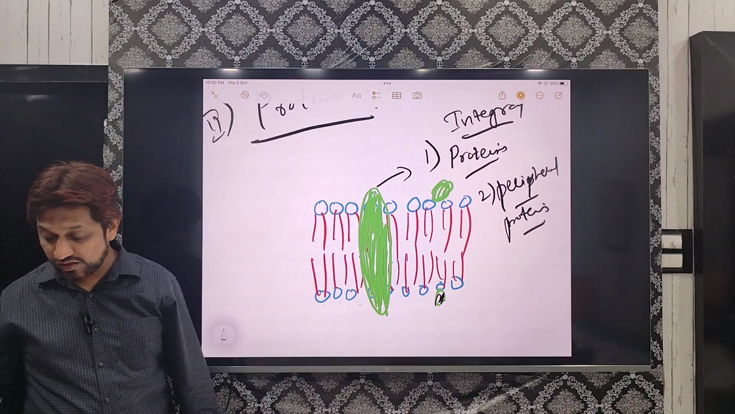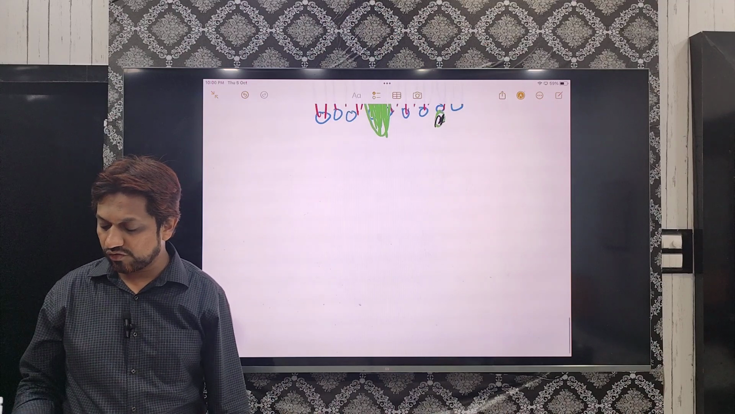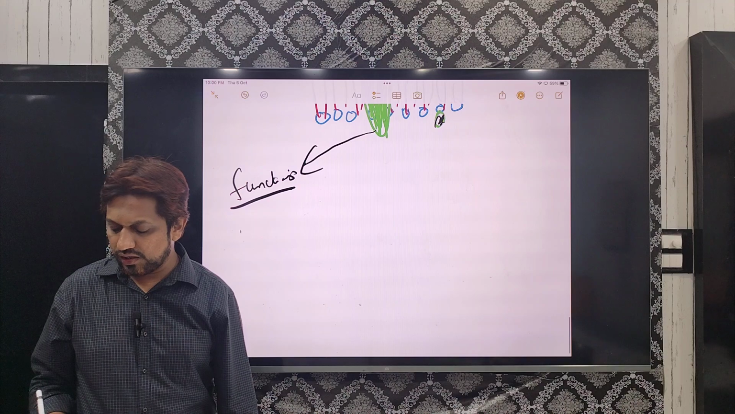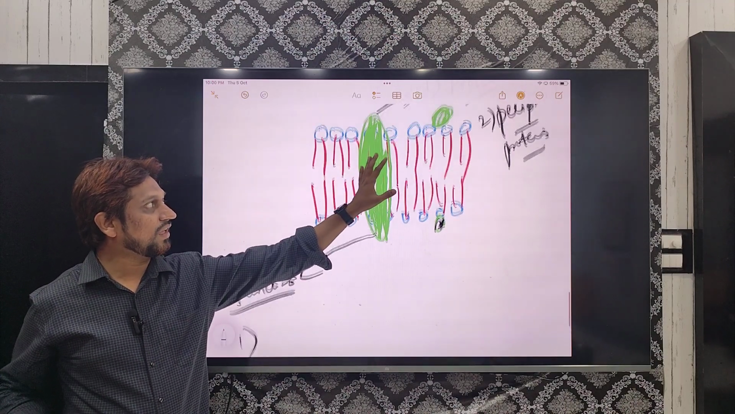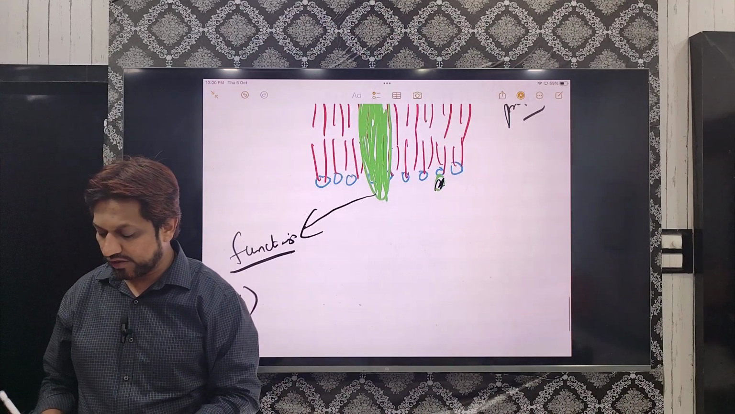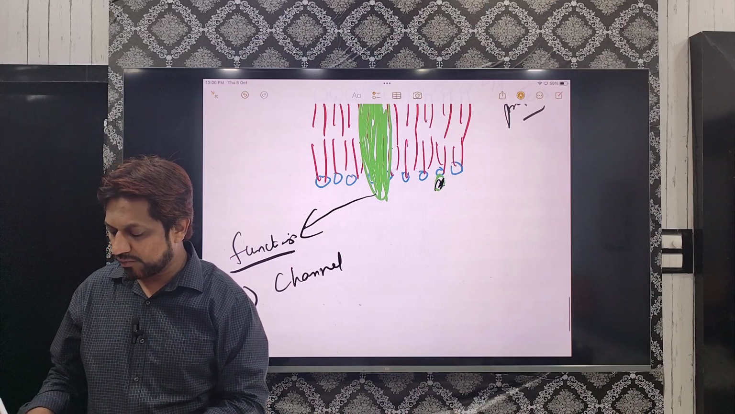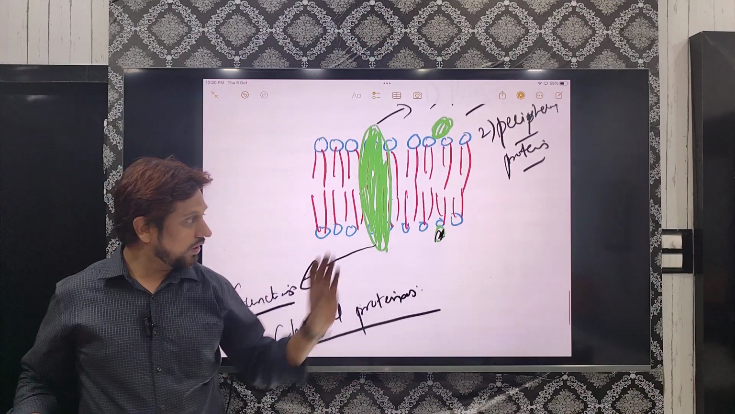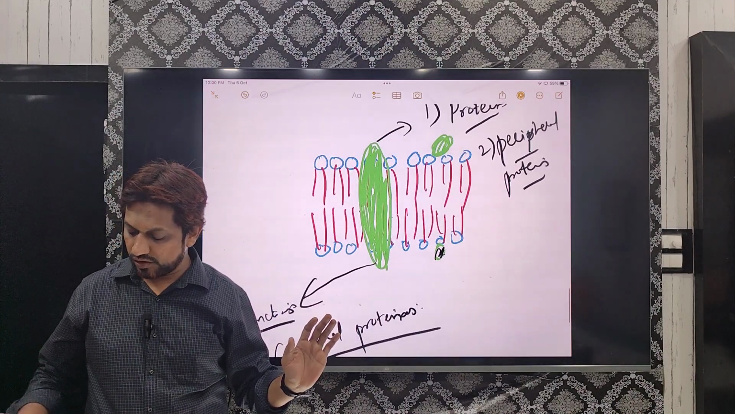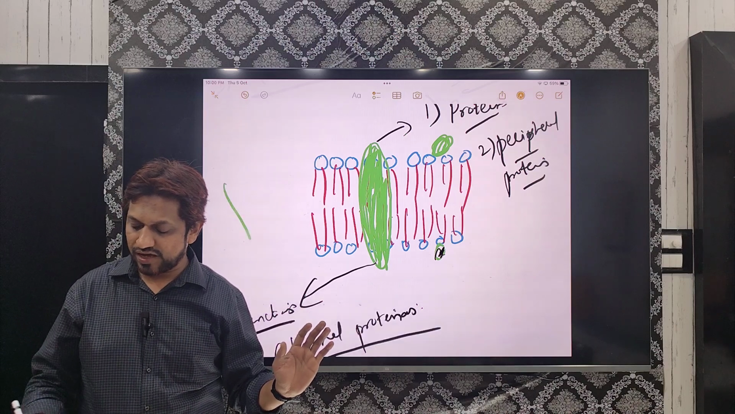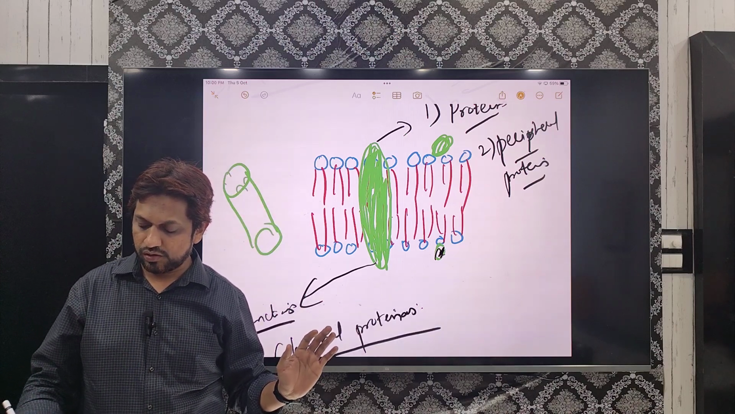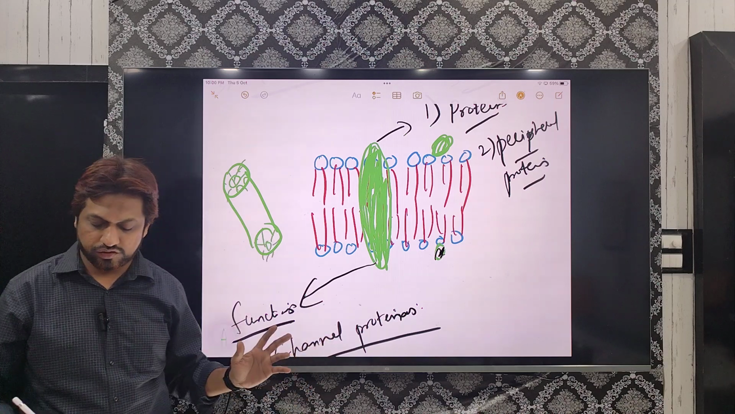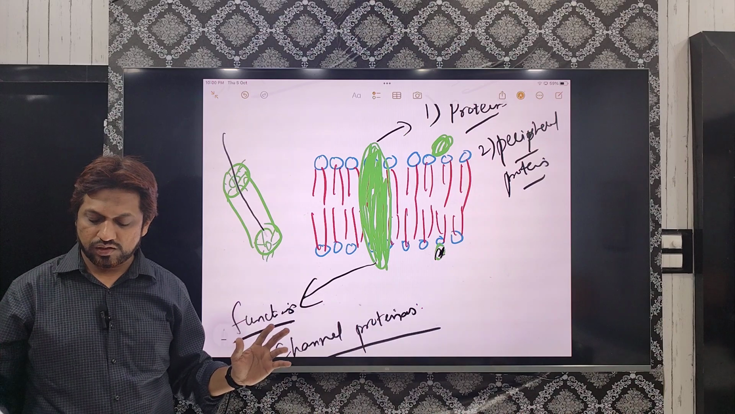Now, what are the functions of these integral proteins? First, we will discuss the functions of the integral proteins. These integral proteins can act as channel proteins. Now, what do you mean by channel proteins? See, this integral protein molecule acts as a channel. A channel means a tubular structure. Sometimes the protein acts as a channel through which different substances can pass.